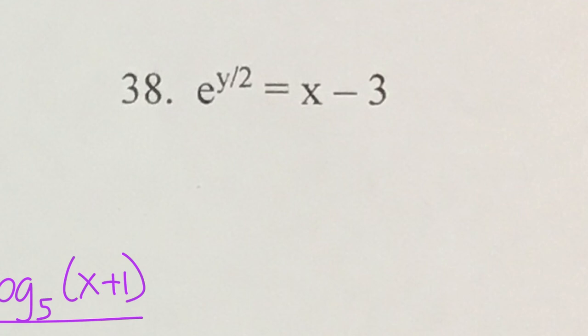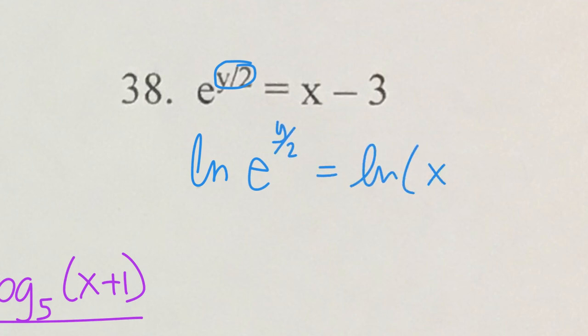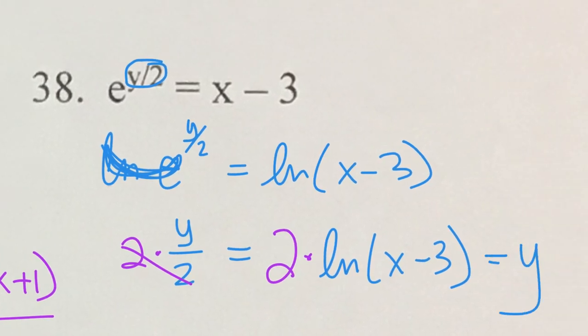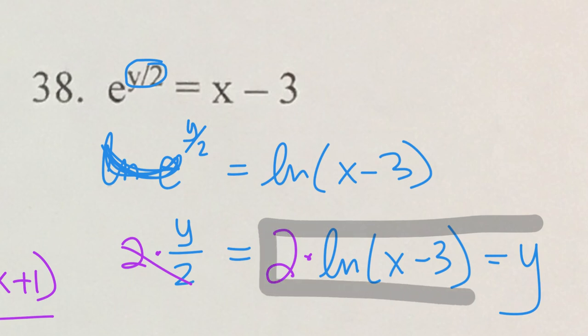Okay, 38. The same thing applies. Your variable is in your exponent, so we're going to take the log of both sides. In this case, the log of e, which is natural log. Whenever we have e as the base, we're taking the natural log, which is log base e. Natural log and e cancel each other out. So y over 2 equals that, and I solve by multiplying both sides by 2. So the answer will be 2 times the natural log of x minus 3 equals y. Since we want to solve it for y, let's go ahead and do all of it. So here's your final answer.